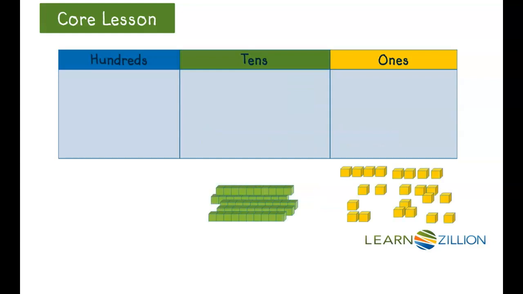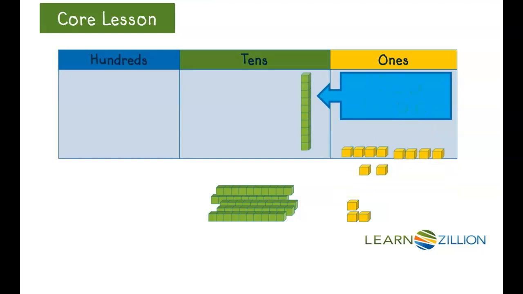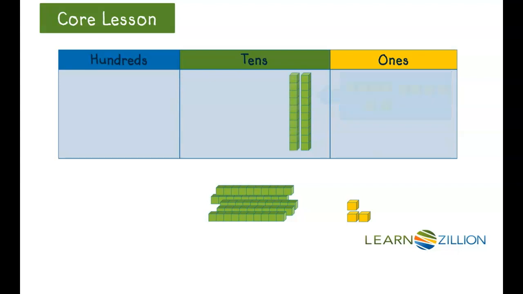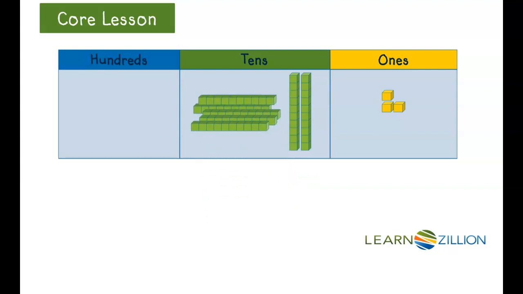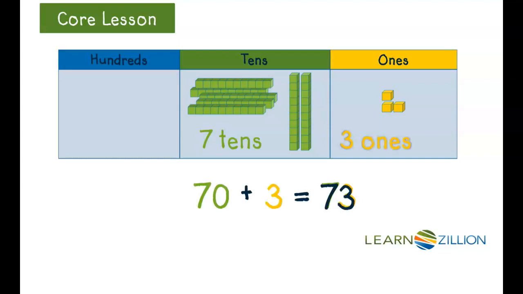Let's try with some more. Here I have 10 ones I can trade in for a 10 stick, another 10 ones I can trade in for another 10 stick. If I move my singles over, since I can't group them anymore, and I move my 10s over, I can count my 10s to see I have 1, 2, 3, 4, 5, 6, 7 tens, and 3 ones. That helps me really quickly see that I have a total of 73.